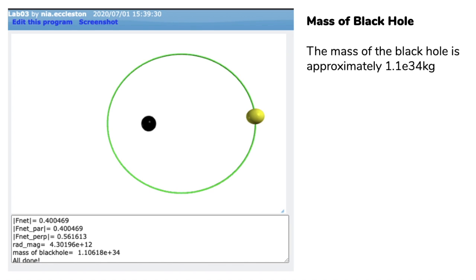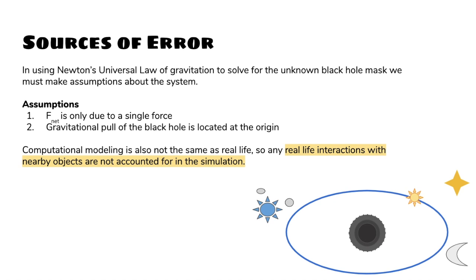When we run the code, the mass of the black hole is calculated. It's 1.1 times 10 to the 34th kilograms, which is significantly larger than the star, which is 2 times 10 to the 30th kilograms. But we have to question the accuracy of these results based on assumptions made in the experiment. We assume that the net force is not a culmination of forces, but only a single force. This is not necessarily true in the real world. There could be other forces acting on the star's motion that aren't visible to the human eye. Such mass could be dark matter or a cluster of rocks or really anything.